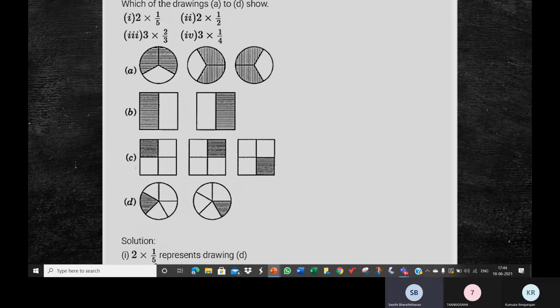Ma'am, it's represented by D, ma'am. D. Okay. Yes, because 2 into 1 by 5. In each circle there are 5 equal portions. In D, there are 2 circles. Each circle is divided into 5 equal portions. And what is shaded is 1/5. 1 out of 5. 1 is shaded out of a total of 5. So in option D, in the first circle, the region shaded is 1 out of 5.